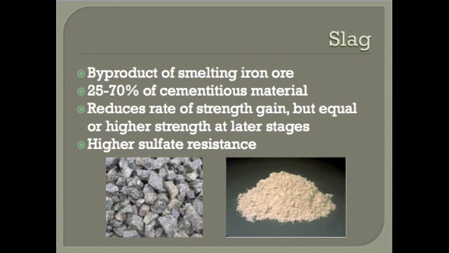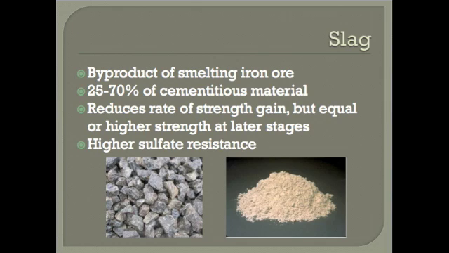The final SCM we will discuss is slag. Slag is a byproduct of smelting iron ore. The iron is removed from the unwanted material, and the unwanted material is quenched in water or steam, and then ground into the slag that we use as an SCM.